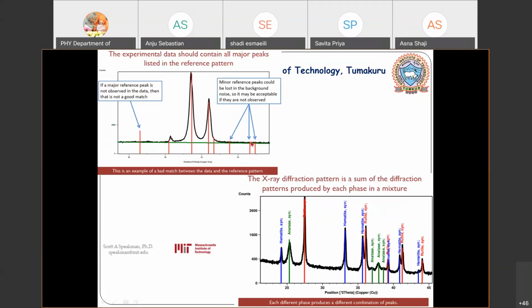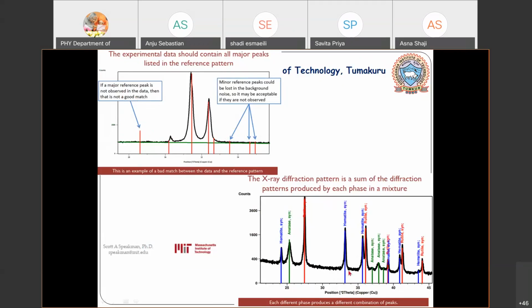You may not see the small peaks, and this is acceptable, but when it comes to major peaks, you should see most of them. If you don't see those major peaks, then this is not a good match, or this is not a good starting model for your sample.